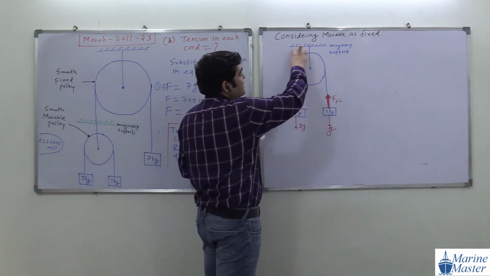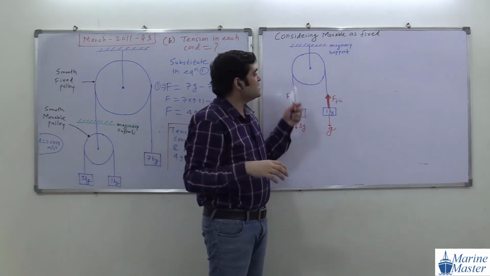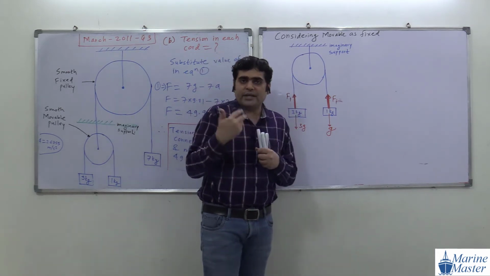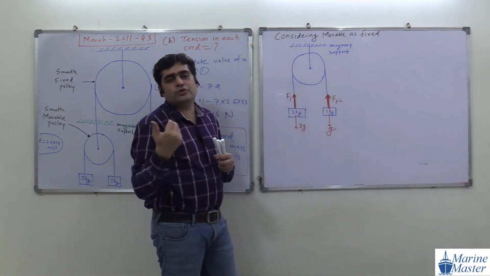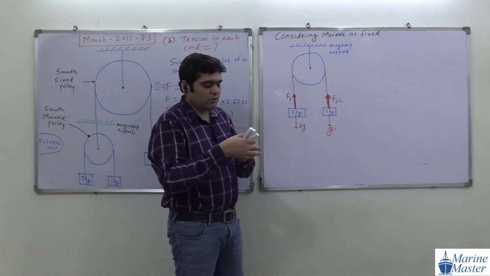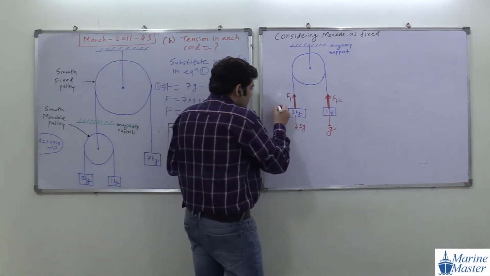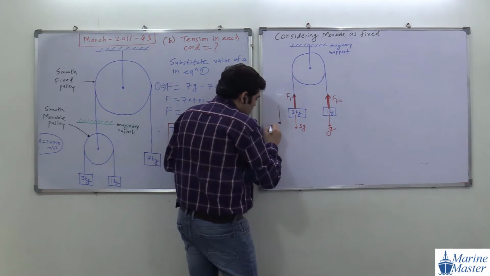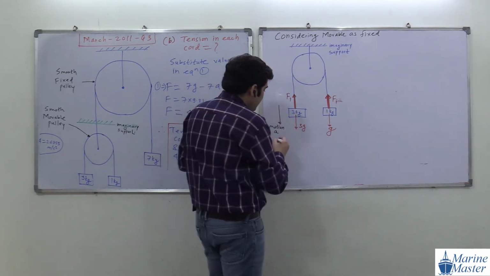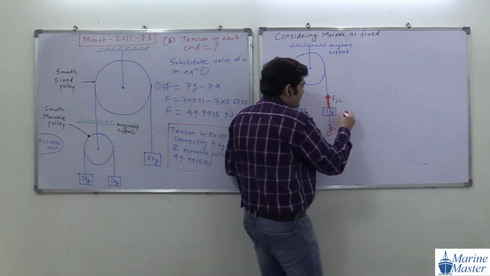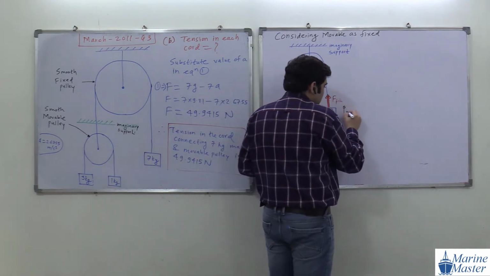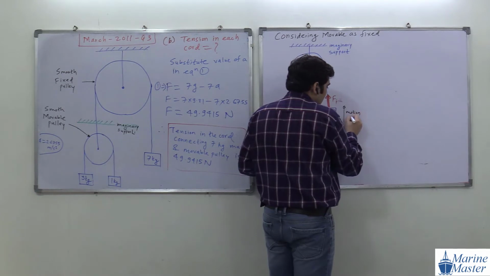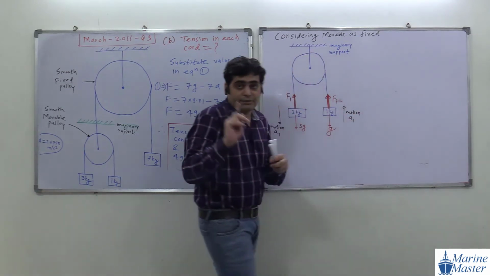Now, how is the motion? If we consider this as an imaginary support and assume the movable pulley as a fixed one, what will the scenario be? This 3 kg mass will go down. This is its motion, and its acceleration we will call A1. And here the motion is upward, and here we assume the acceleration as A1.